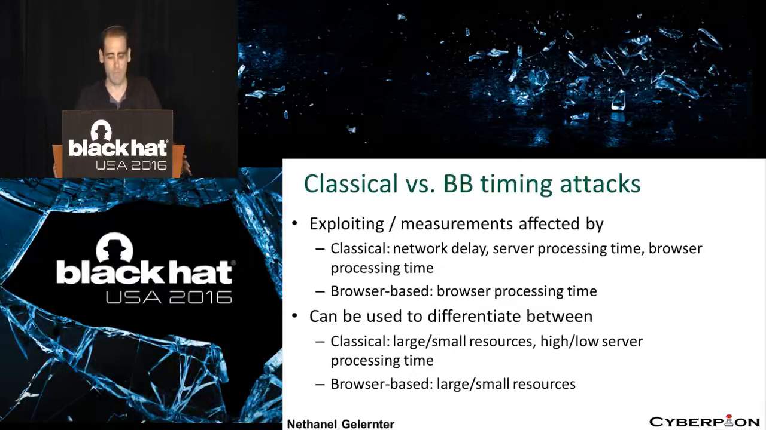Classical timing attacks exploit, but are also affected by, the delay in the network, in the server, and on the computer of the victim. Browser-based timing attacks are affected by and exploit only the browser processing time. Therefore, classical timing attacks can be used to differentiate between small and large resources, but also to distinguish between two cases where the responses are even identical, but the processing time in the server is different. On the other hand, browser-based timing attacks can be used only to differentiate between small and large resources.